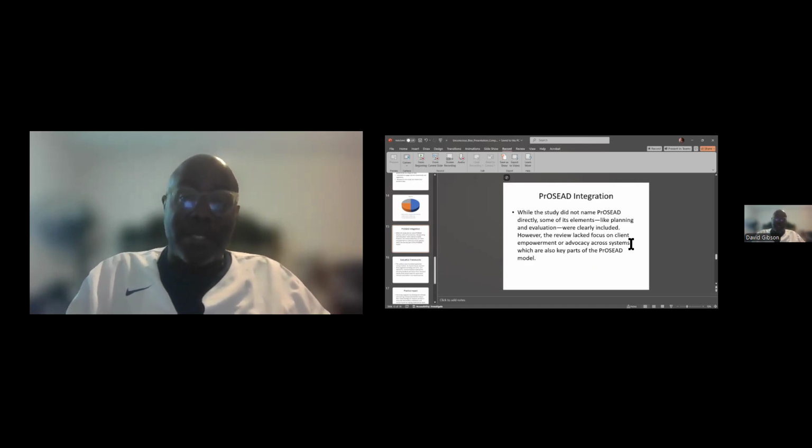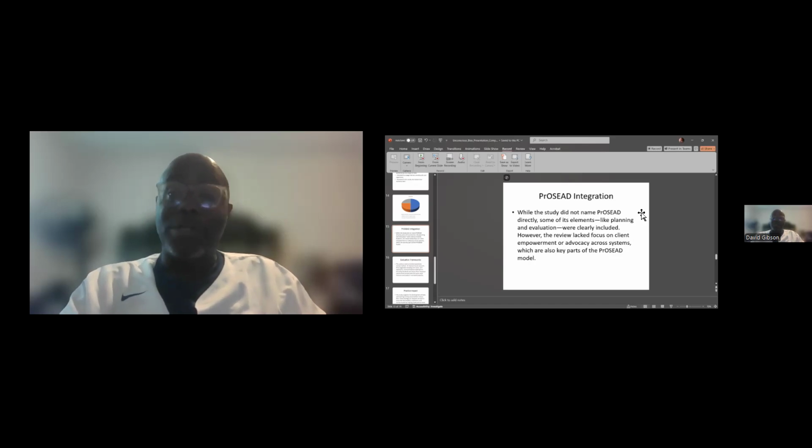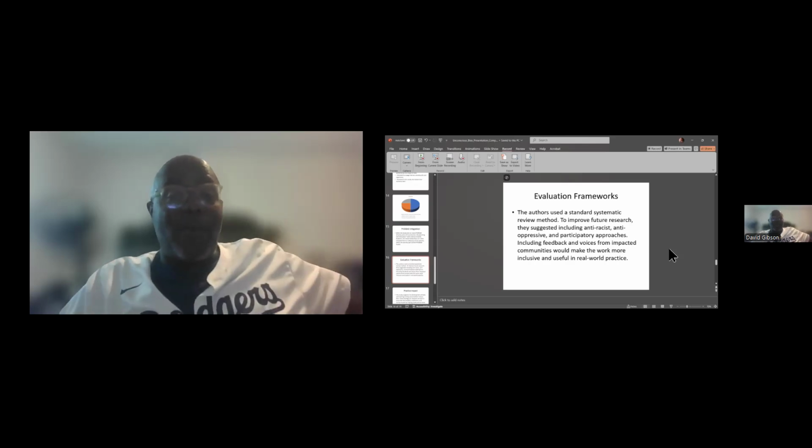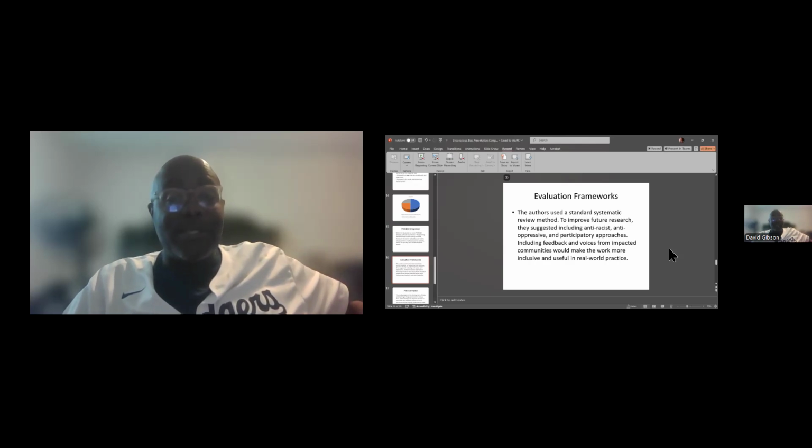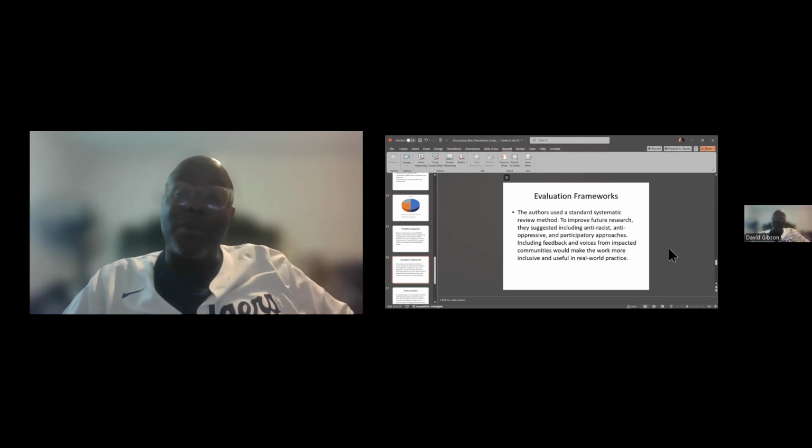On integration, while the study did not name PROSAID directly, some of its elements like planning and evaluation were clearly included. However, the review lacked focus on client empowerment or advocacy across systems, which were also key parts of the PROSAID model. For evaluation frameworks, the authors used a standard systematic review. To improve future research, they suggested including anti-racist, anti-oppressive, and participatory approaches, and including feedback and voices from those most impacted.